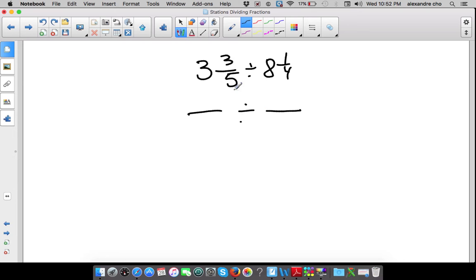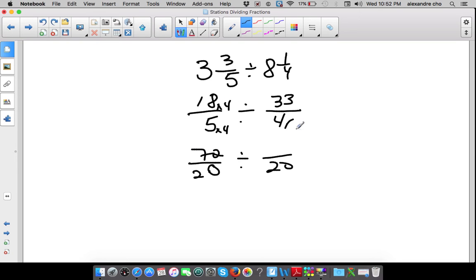Okay, change this to improper. 5 times 3 is 15 plus 3 is 18. 8 times 4 is 32 plus 1 is 33 over 4. Our LCM is 20. Times 4 at the bottom, therefore times 4 at the top, and that gives us 72. Times 5, and then times 5 on top as well. That's 165. So you can think of it as how many times can 165 over 20 go inside 72 over 20, or just how many times can 165 go in 72, because the sizes are the same.